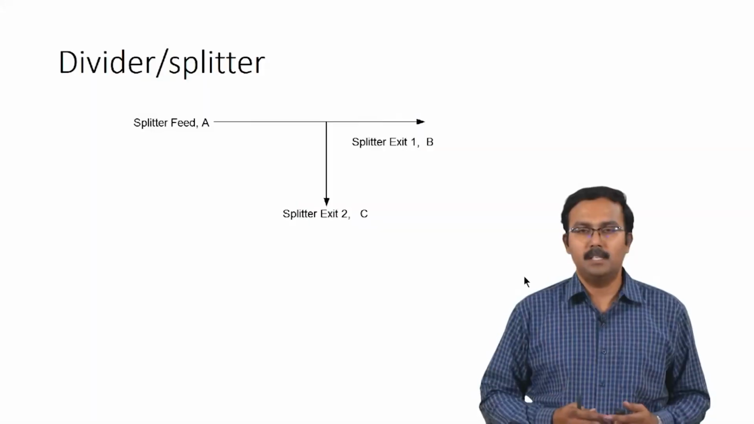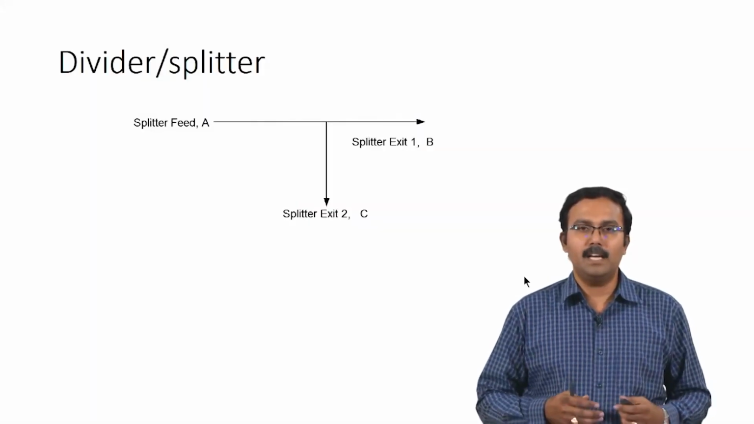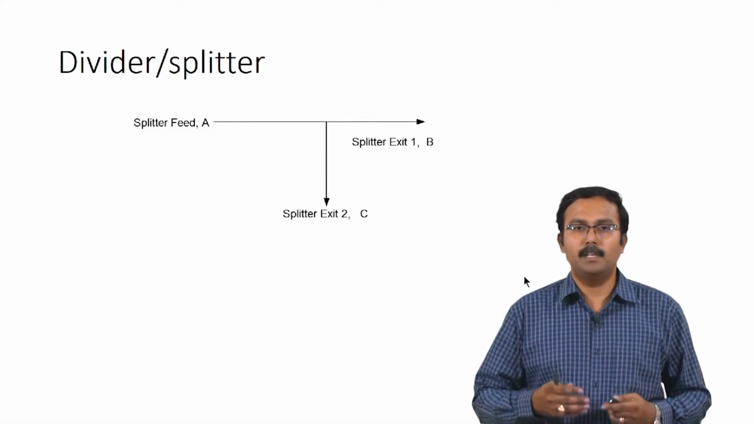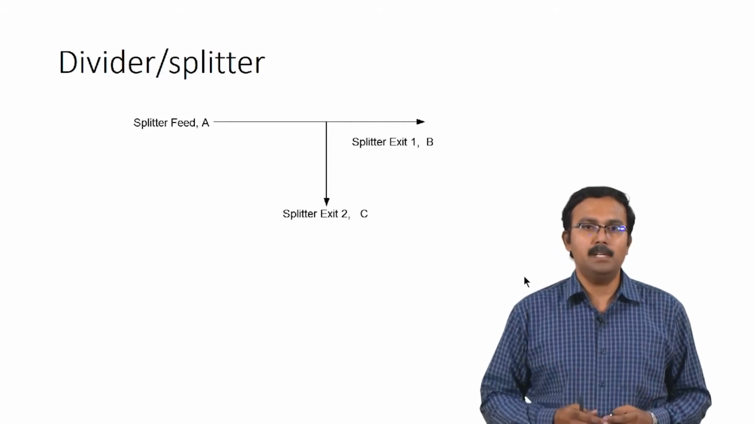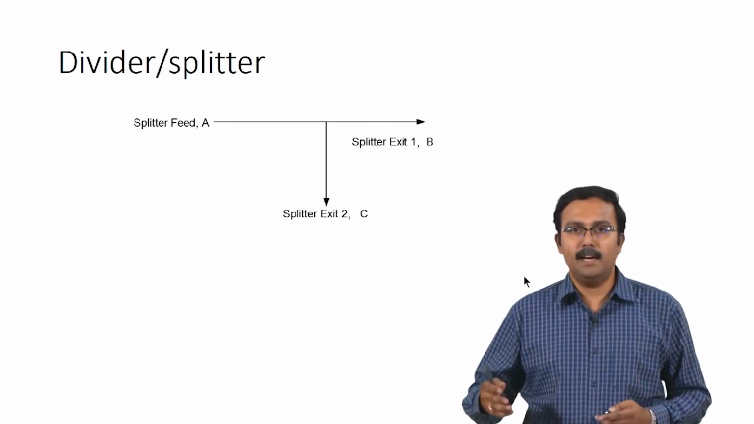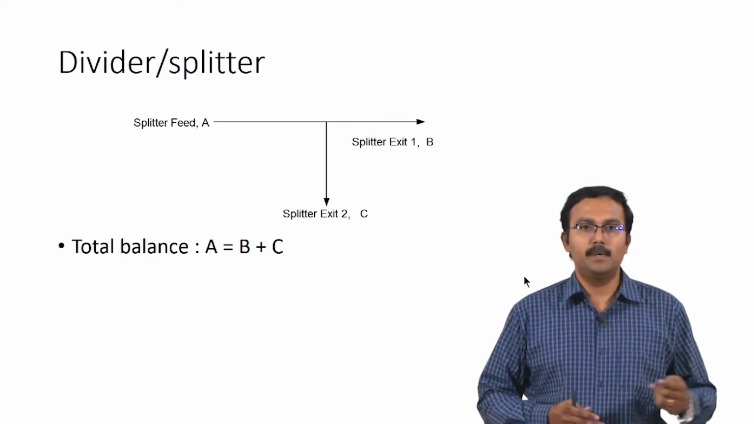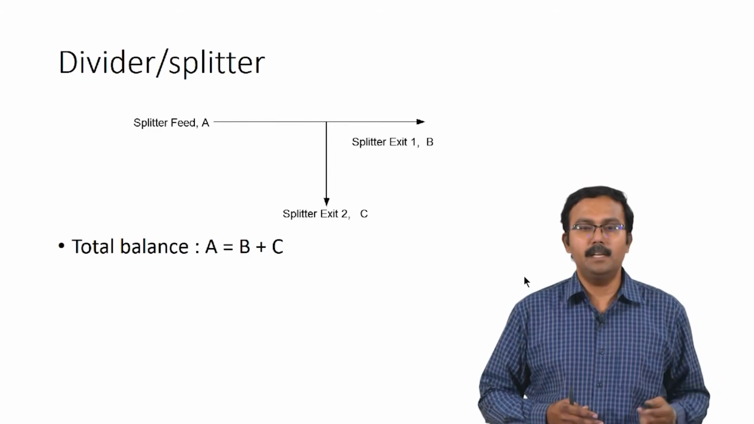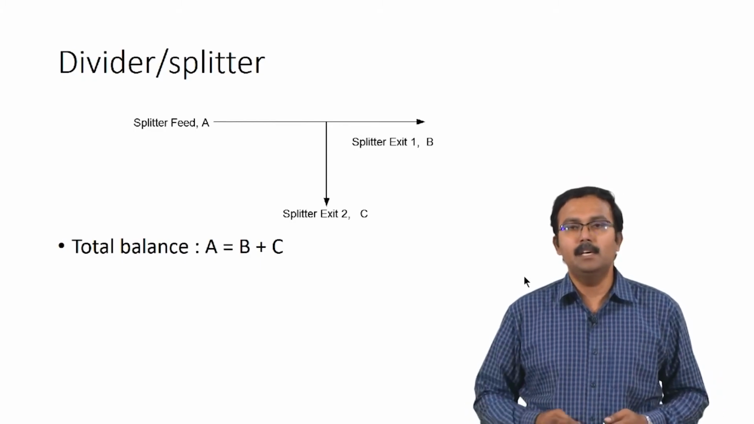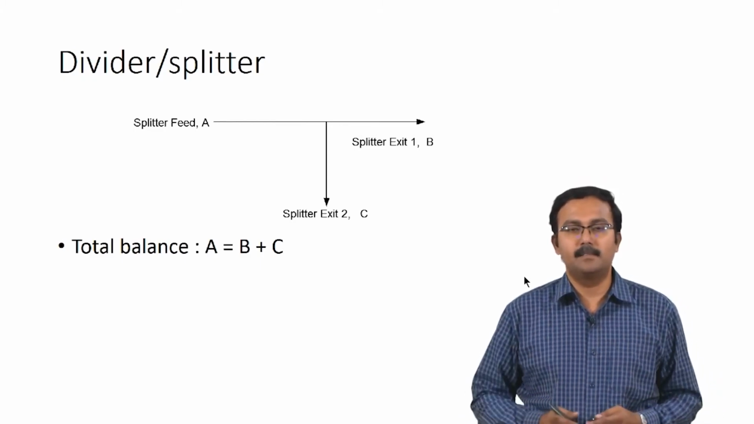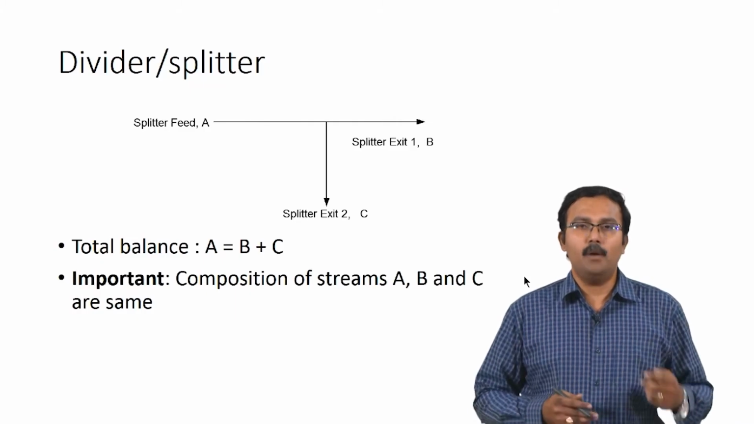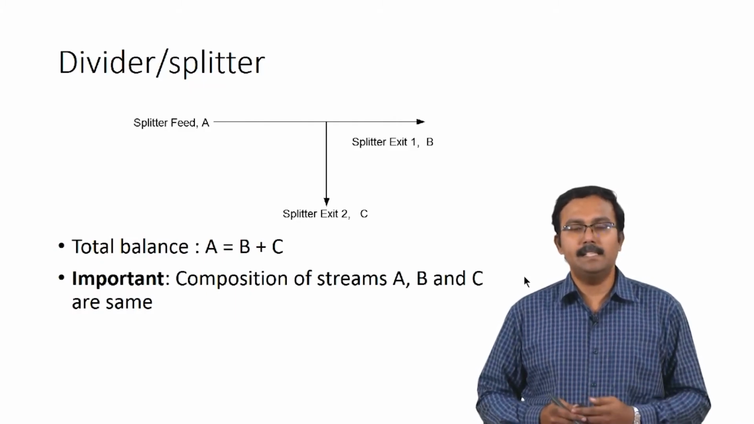The first and the simplest of system is a divider or a splitter. The flow chart shows what a divider or a splitter would be. You have one splitter feed which is then divided into multiple splits. You can write a total mass balance which is A, which is the splitter feed, equals B plus C, which are the splitter exits. You need to understand that the composition of streams A, B and C are the same.